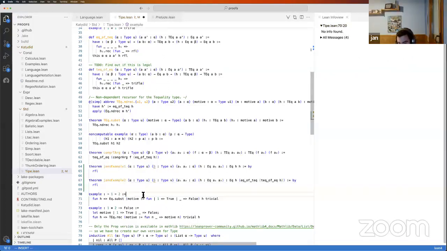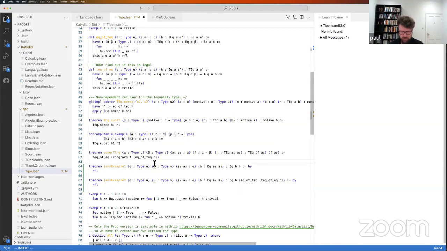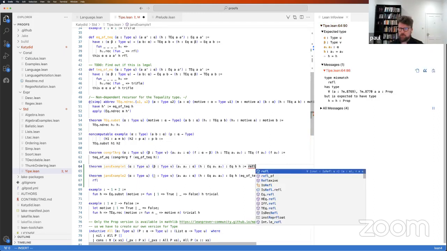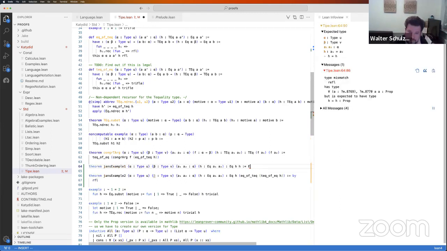But why? We should print them and see what's going on. I mean, okay, so I don't need to use a tactic, do I? Oh, right. So I can just say refl something. Yeah, I think you just need to say Eq.refl, sorry.